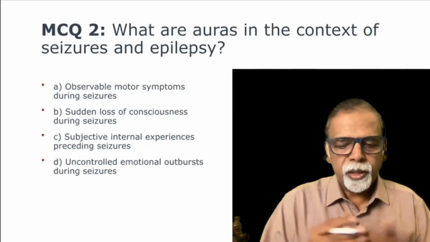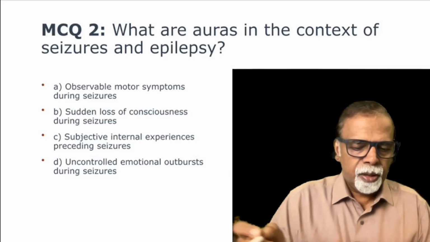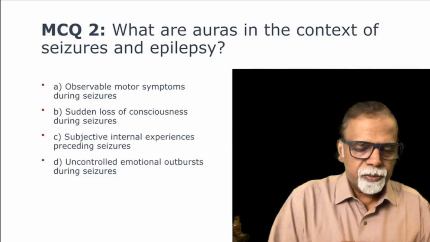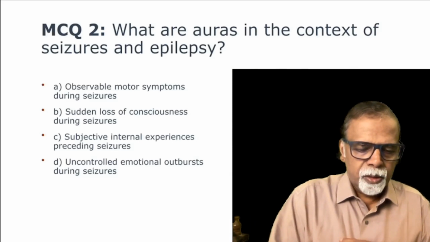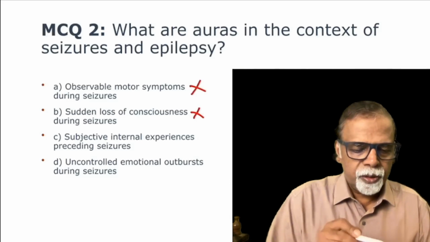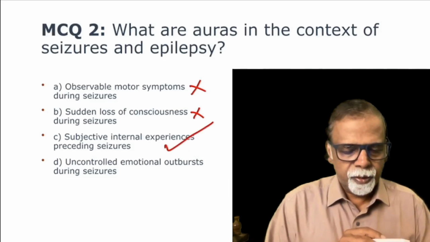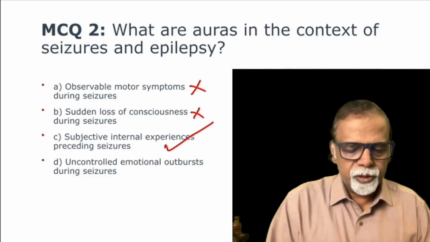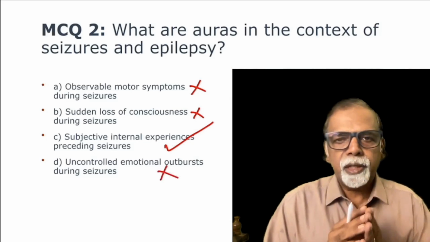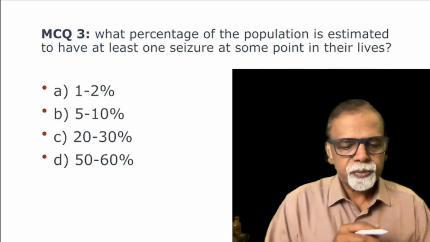Second question, what are auras in the context of epilepsy and seizures? They are observable symptoms. It is wrong. Sudden loss of consciousness. It is wrong. Subjective internal experiences preceding the seizure is the correct answer. Uncontrolled emotional outbursts, it is again a wrong answer. So auras are actually focal epilepsies or focal seizures.